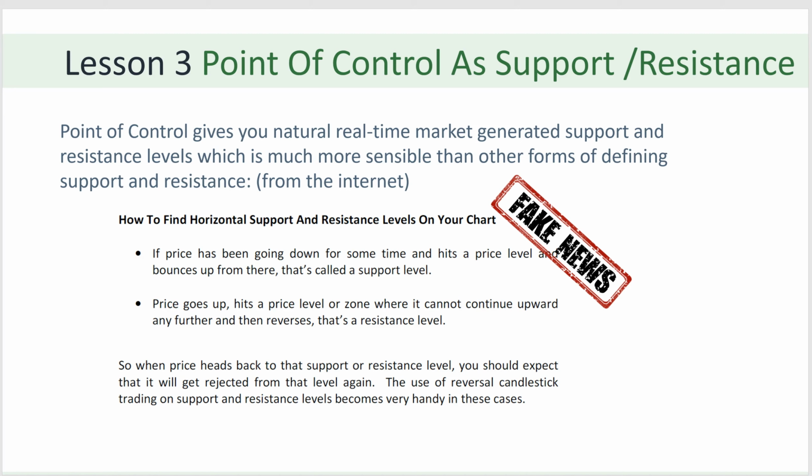And just because price has been going down for some time and hits a price level and bounces up from there, that's not automatically a support level. It can be price rejection, just as if price goes up and can't continue upward any further and reverses, that's not a resistance level, that's price rejection. Or if selling comes in, then that's resistance, right? Just because it touches a level doesn't automatically make it support or resistance.